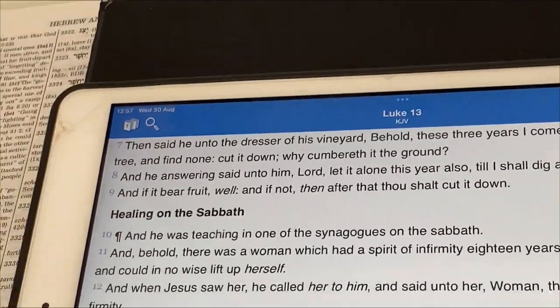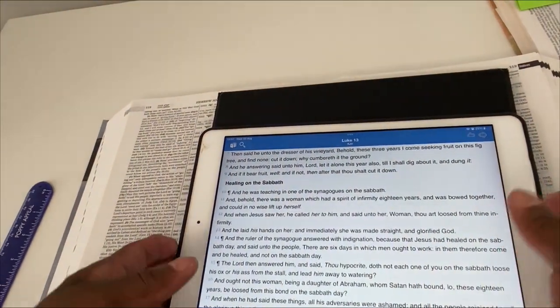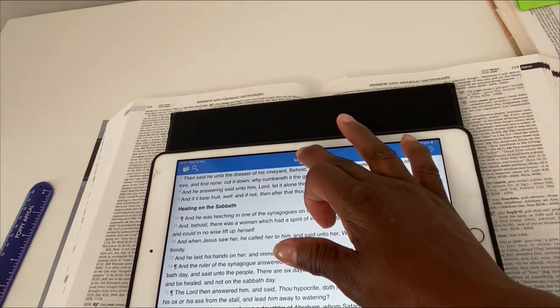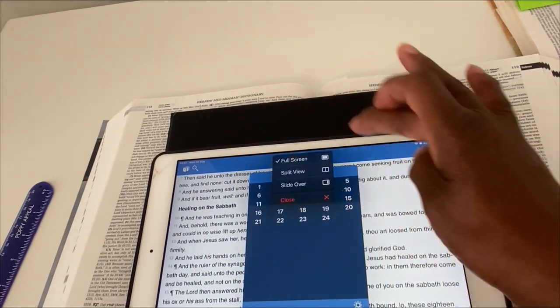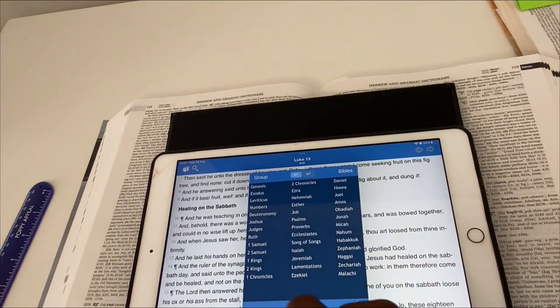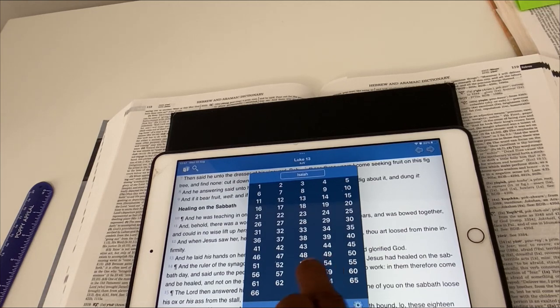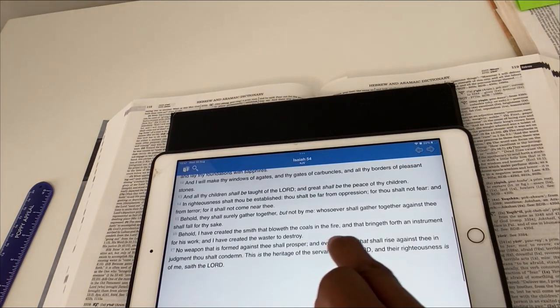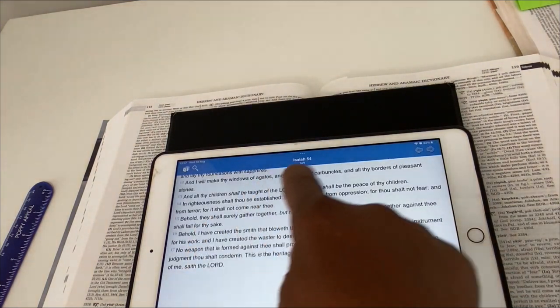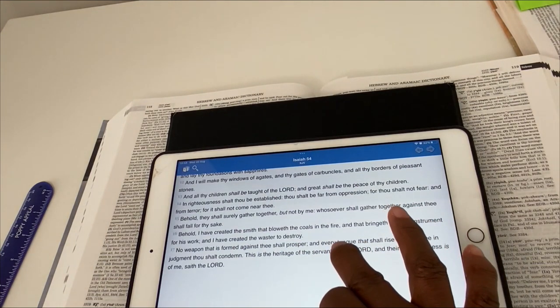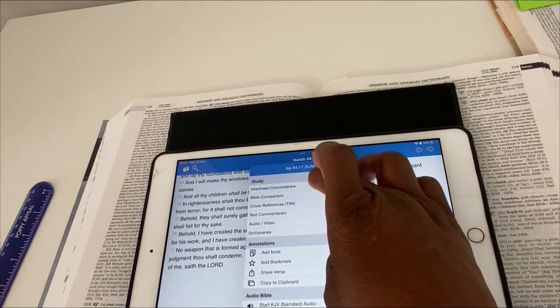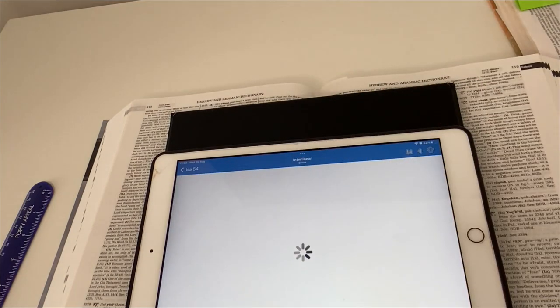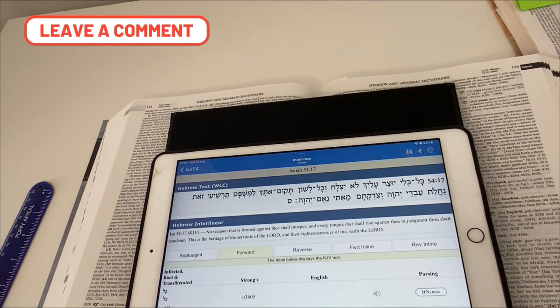Okay, so I look at my Blue Letter Bible. Because some of these Hebrew words, I cannot pronounce them. So what I do, I go into my, so we're looking at Isaiah 54, 17. So there you have it. And then you go in, click it, go to Inter. If you want to have a video on how I use it, then we can do that.